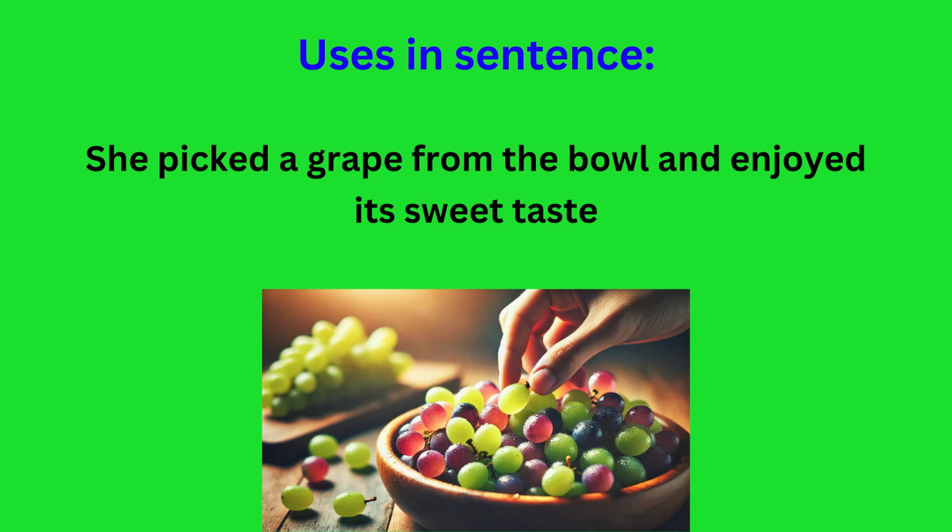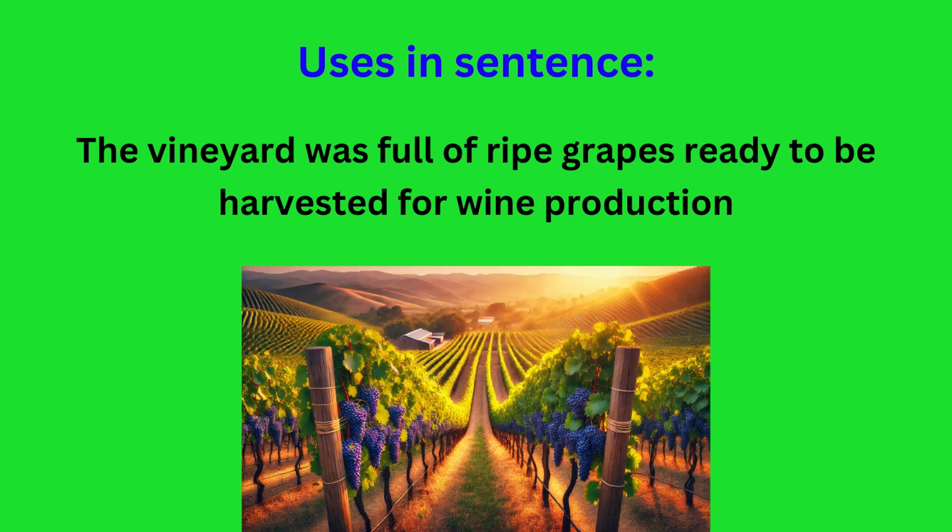Here, grape refers to the small fruit she ate. Let's try another example. The vineyard was full of ripe grapes ready to be harvested for wine production.